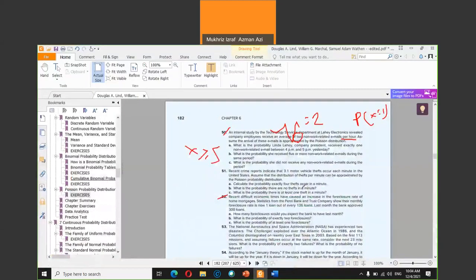So here is also the same. Per minute means this is the interval. In 1 minute, there will be 3.1 vehicle thefts, meaning 3.1 vehicles will be stolen every minute. So all the questions will be in 1 minute. So it's just using the same 3.1 as your lambda for question 51. Of course, this is not required in your assignment, but you can do this and you can check the answers at the back of the textbook.